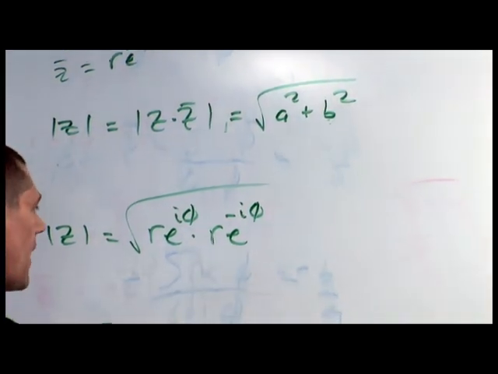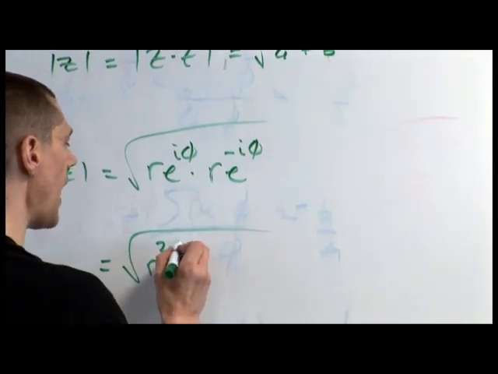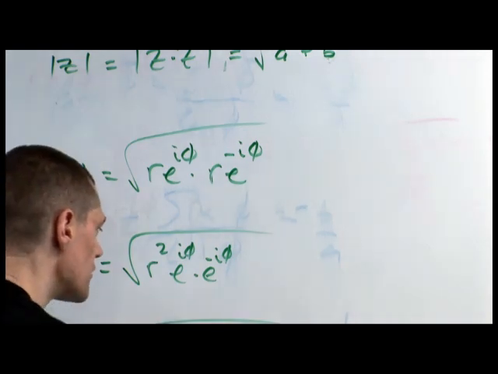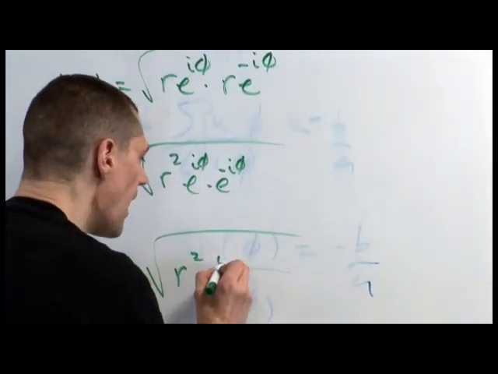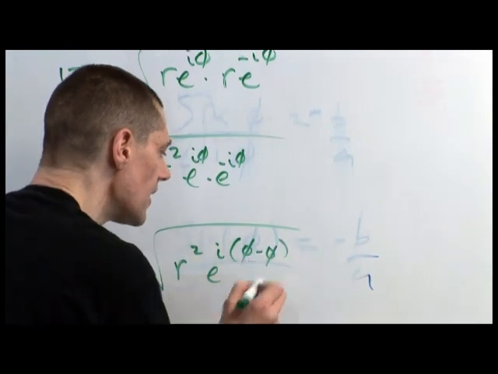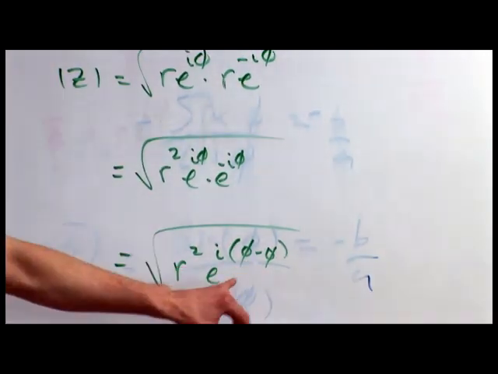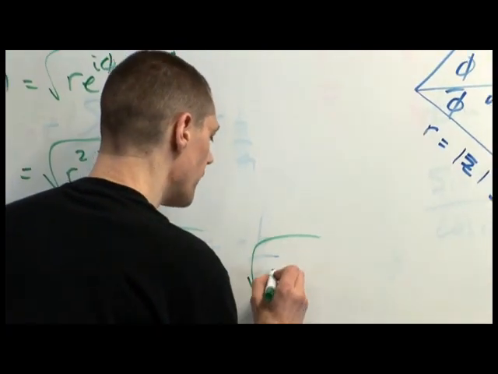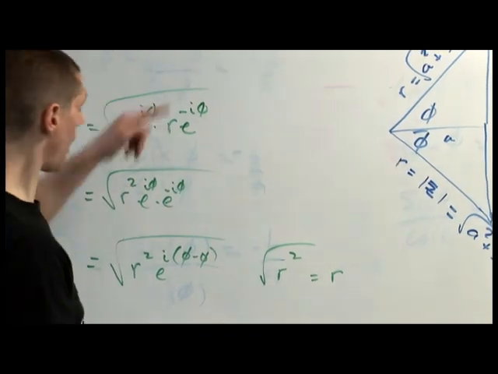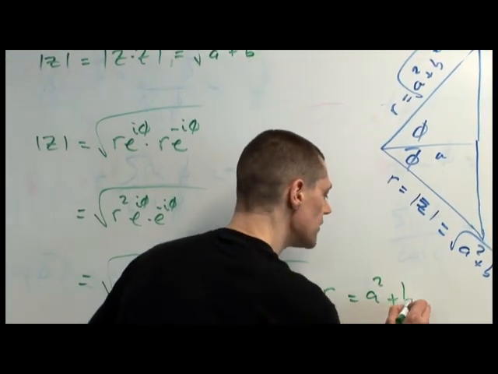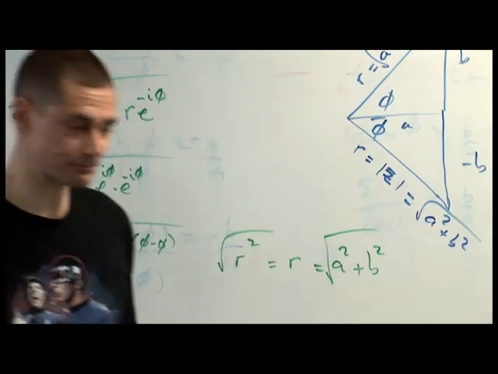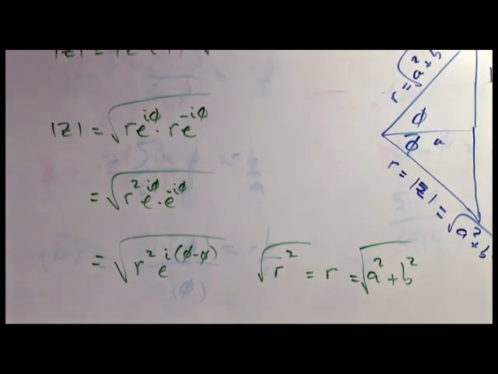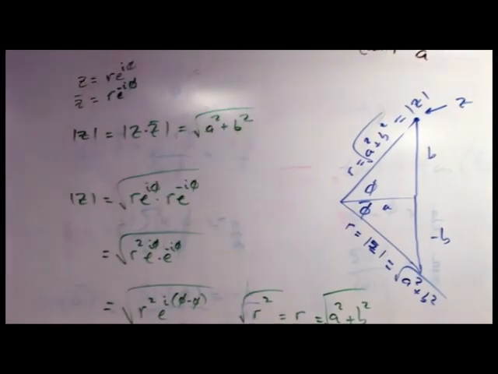This is the same as the square root of r squared e to the i theta times e to the minus i theta. This is the square root of r squared e to the i times theta minus theta. Hopefully you can see that this is 0. This is e to the i 0. This is just e to the 0. This is 1. This is the square root of r squared. This is r. But we already know what r is. r is the square root of a squared plus b squared. Okay, let that sink in a little bit. That these representations work and that they're consistent is obviously a big deal.